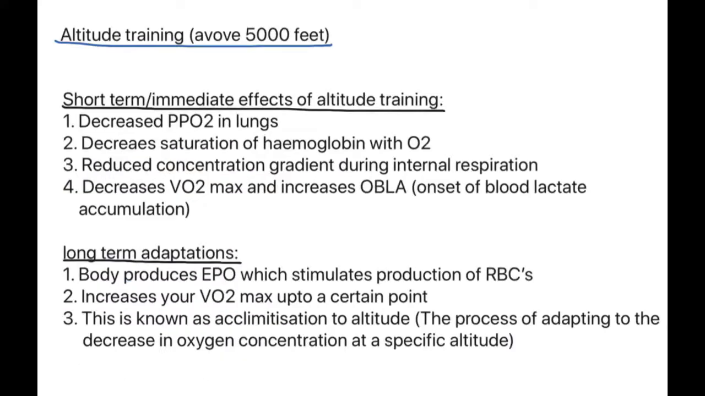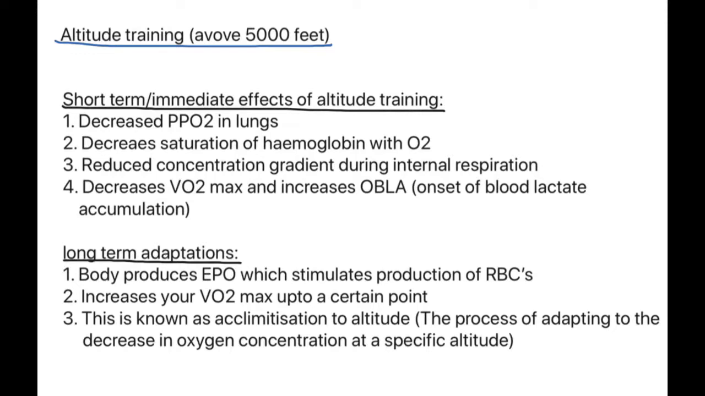And let's move on. So let's look at altitude training. So basically, altitude training is anywhere above 5,000 feet. And when you go up to altitude, you have some short-term immediate effects of altitude training. What I mean by this is, as soon as you start running at an altitude of above 5,000 feet, this is what happens to your body. So there is a decreased partial pressure in the lungs due to the lower atmospheric pressure. This then decreases the percentage saturation of hemoglobin with oxygen, which reduces the concentration gradient during internal respiration, which remember is between the blood and the muscles, which furthermore decreases your VO2 max and increases the speed at which the onset of blood lactate accumulation occurs. So, that's what happens immediately.